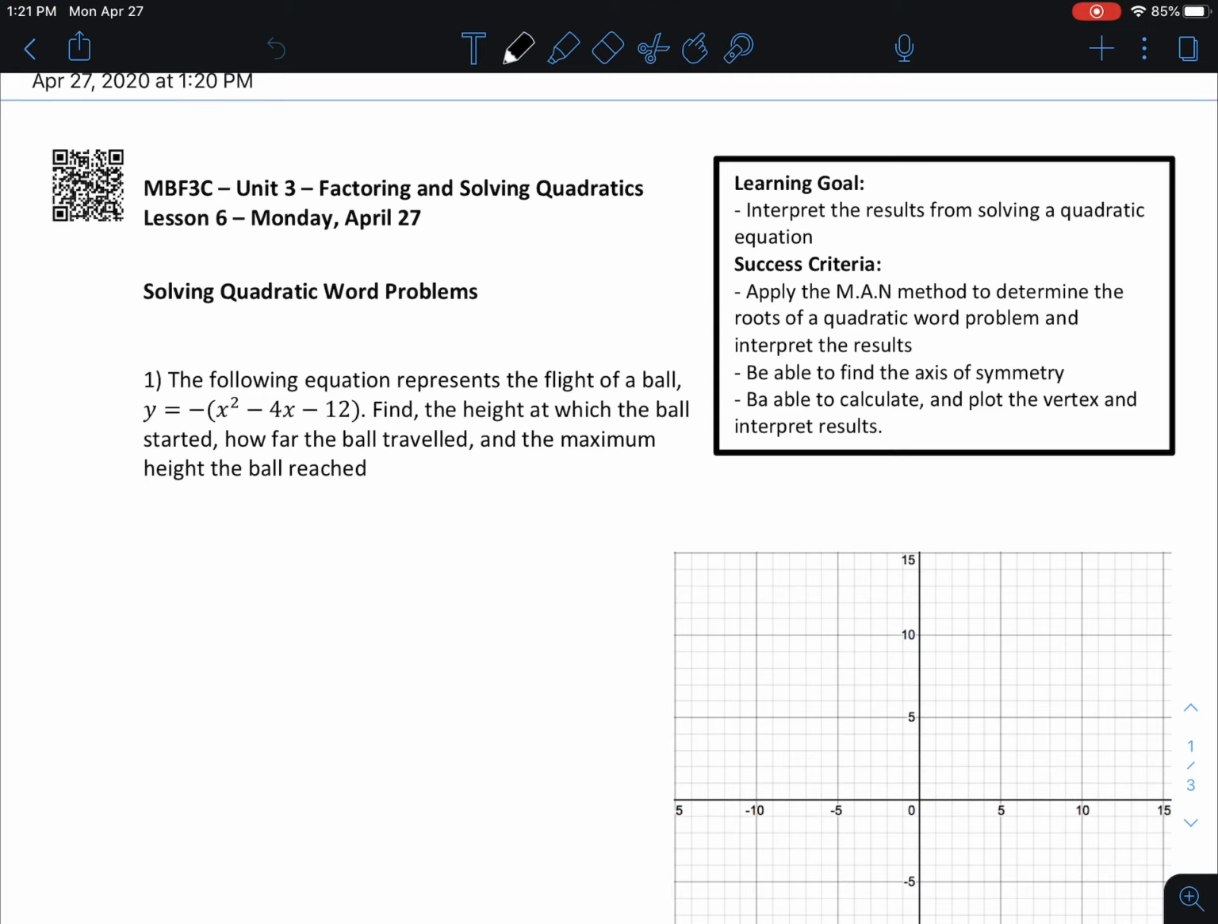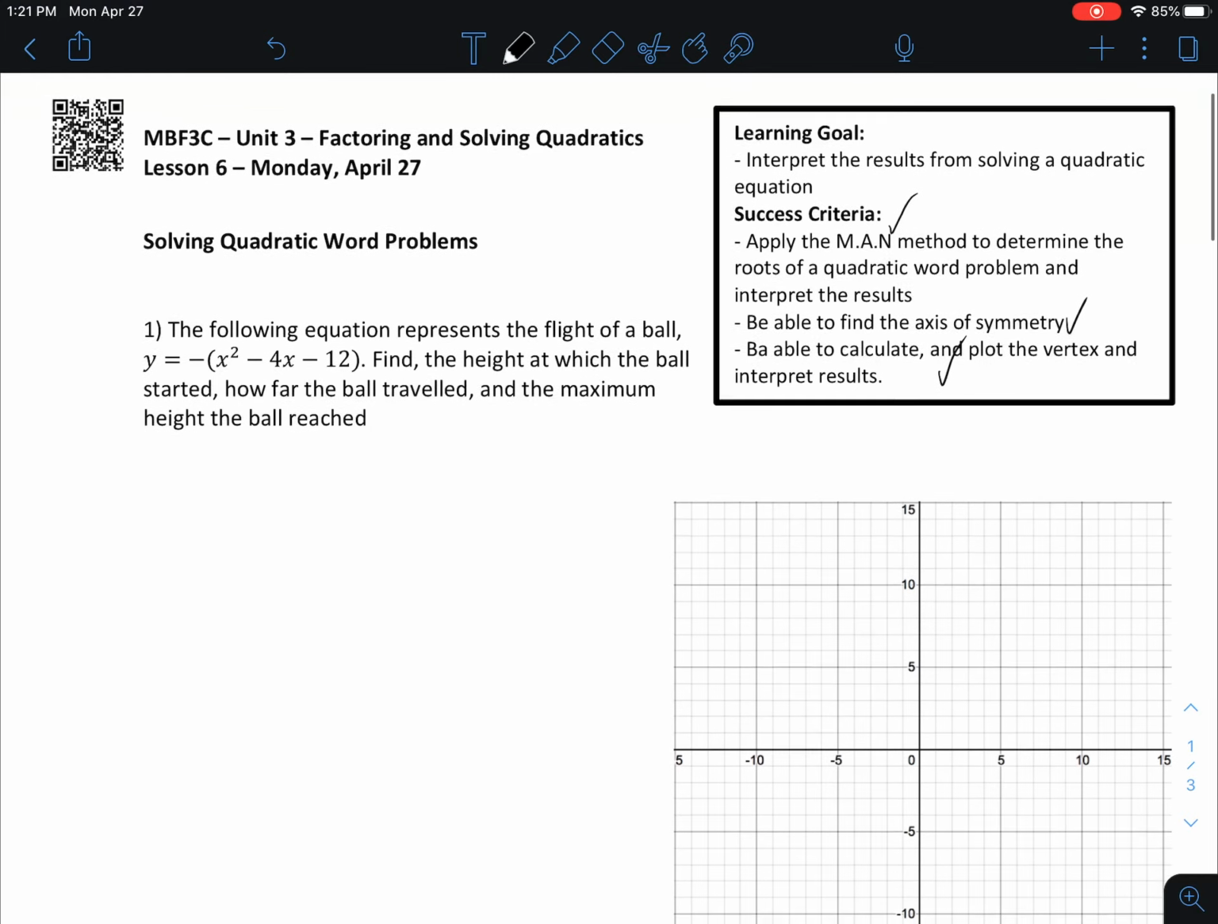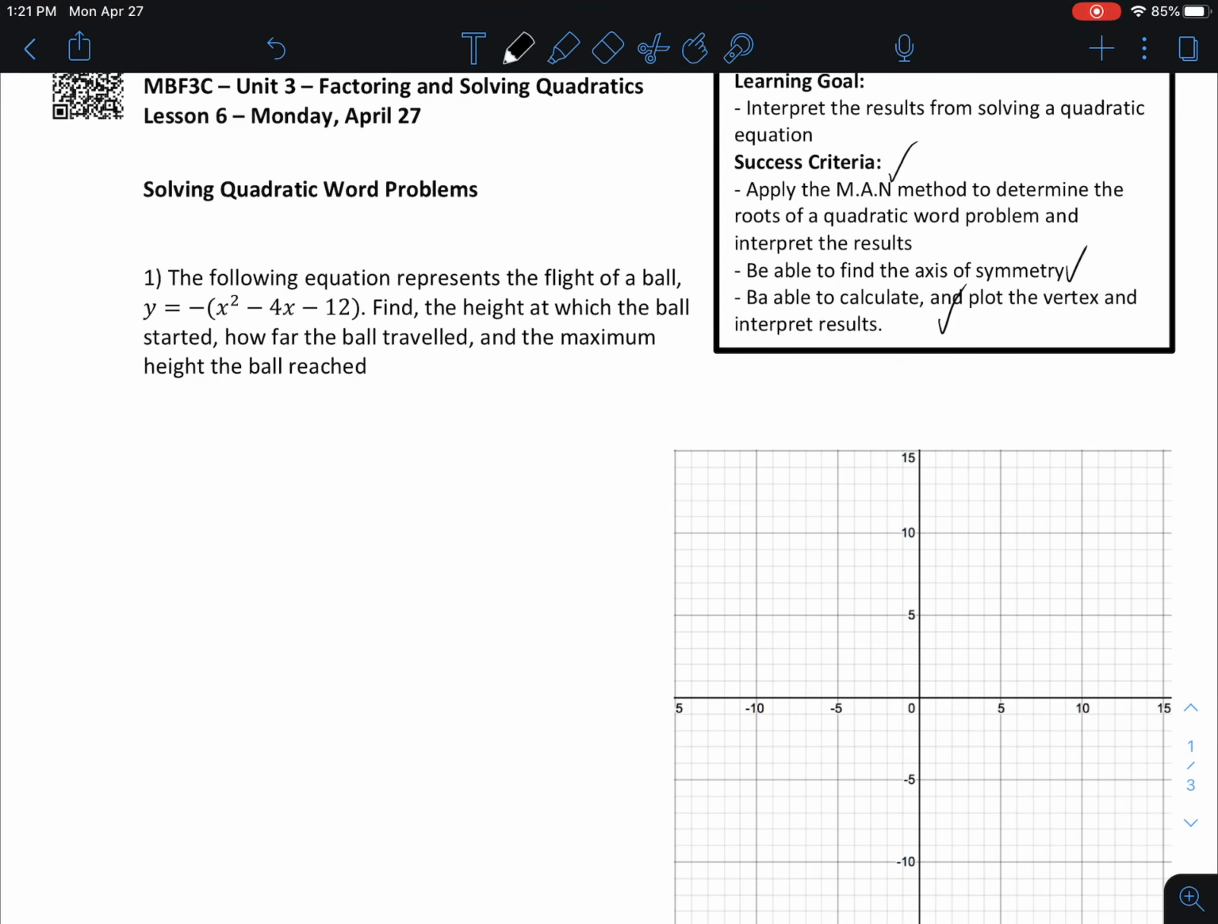Okay, guys, so today is lesson 6. Our goal for today is to take everything that we've done so far and apply it to word problems. Can we still apply the man method, and then interpret what happens when we use it? Then be able to find the axis of symmetry like before, and calculate and plot the vertex and interpret the results. Those are the 3 things we're looking forward to doing today. So let's take a look at the first question and see how it goes.